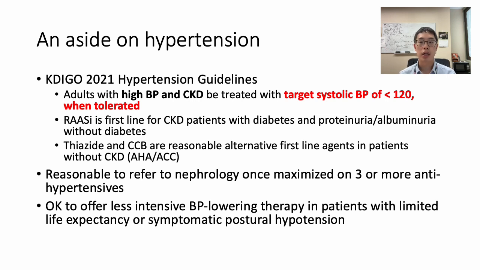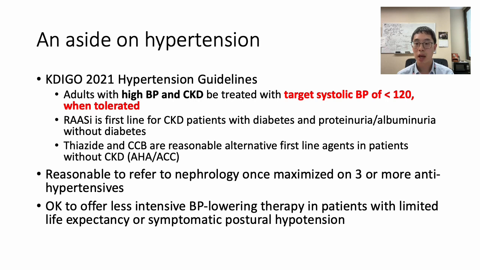What should the blood pressure targets be for my patient with and without kidney disease? Per the latest 2021 KDIGO guidelines, adults with high blood pressure and chronic kidney disease should be treated with a target systolic blood pressure of less than 120 if tolerated. The first-line antihypertensive agents should be a renin-angiotensin-aldosterone system inhibitor, especially for patients with diabetes and/or proteinuria.